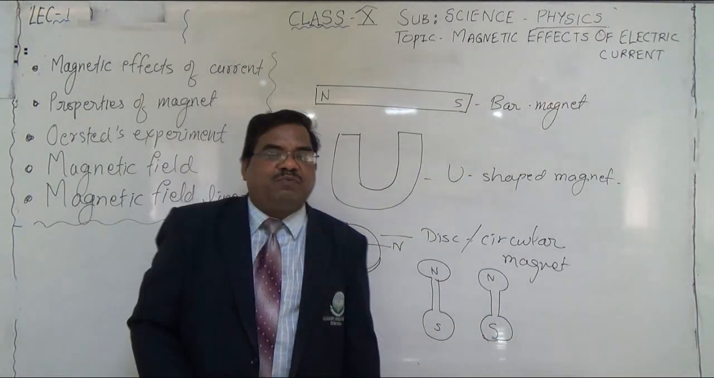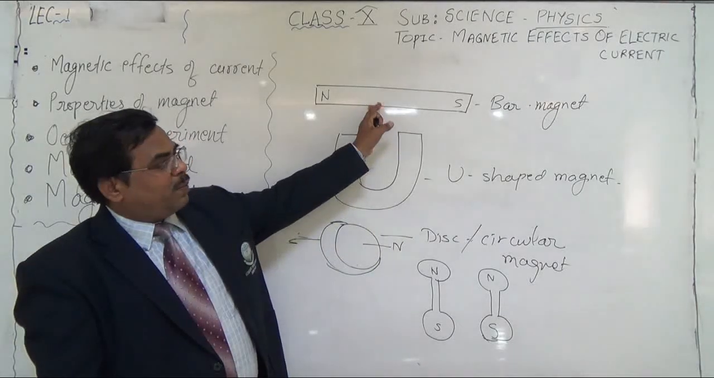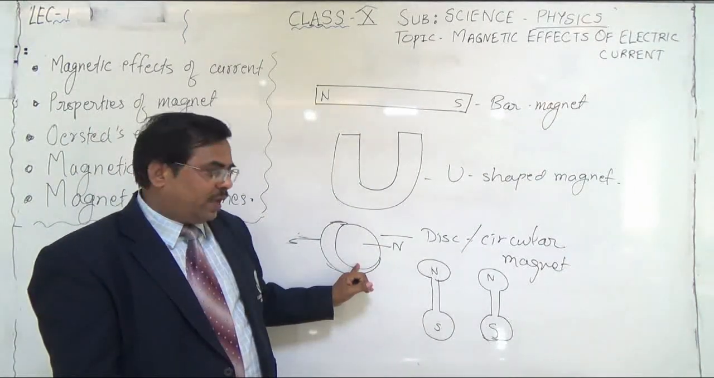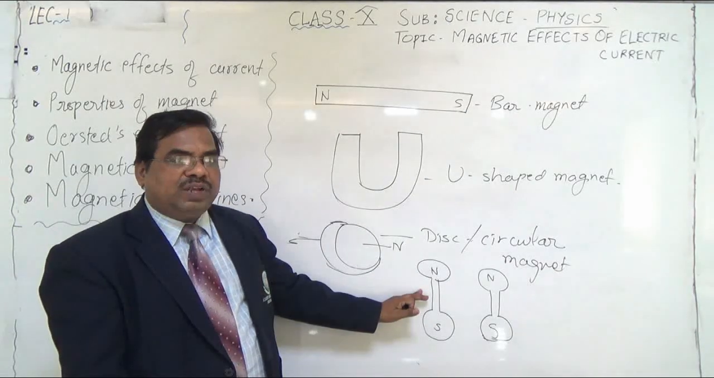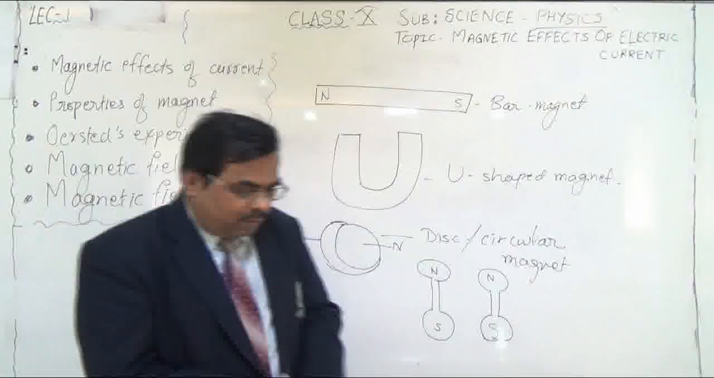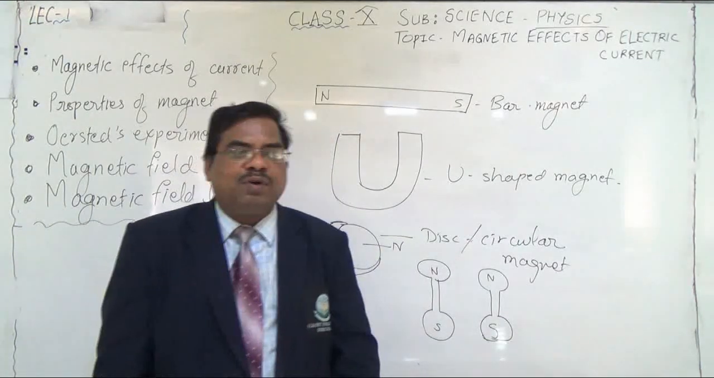So how many types of magnets? Bar magnet, U-shaped magnet, disc or circular magnet, and dumbbell shaped magnet. These are some of the different forms of magnet.